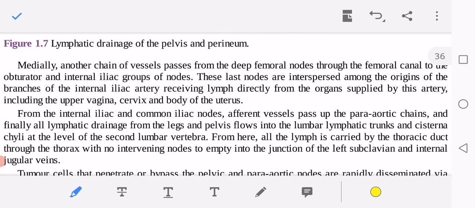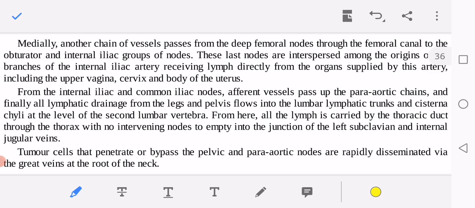Okay, medially another chain of vessels passes from the deep femoral nodes through the femoral canal to the obturator and internal iliac group of nodes, and these last nodes are spread among the origins of the branches of the internal iliac artery, receiving the lymph directly from the organs supplied by this artery, including upper vagina, cervix and the body of the uterus.